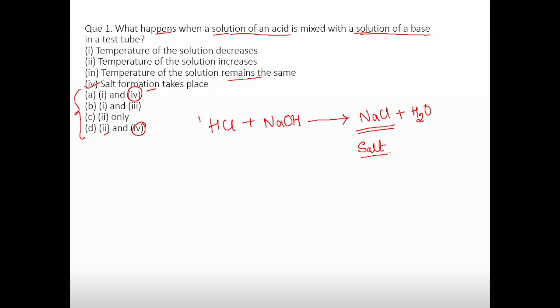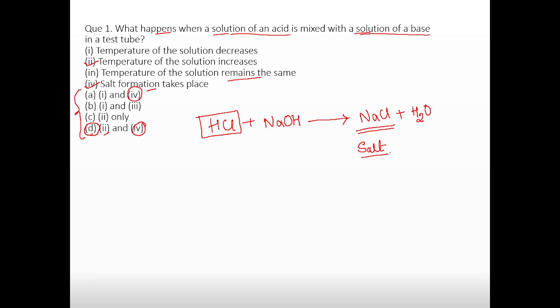Basically, whenever you talk about a reaction wherein an acid is involved, that means a reaction where acid is involved, such a reaction is always going to show an increase in the temperature, right? So I hope this is clear to you. So the answer to this question will be your option D.